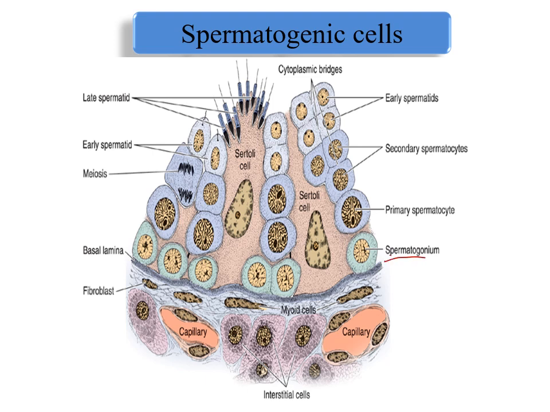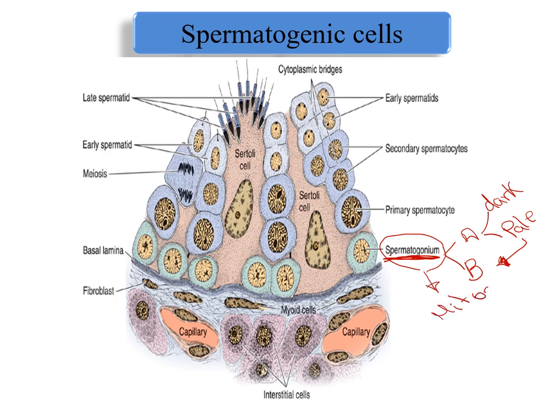Here on the base you have spermatogonium, either type A or type B. Type A you have dark and pale, and the pale spermatogonia, pale type A, would give rise to type B. All of the spermatogonia divide by mitosis. The DNA content inside the spermatogonia is 46 chromosomes. The type B spermatogonia will give rise to the primary spermatocyte.